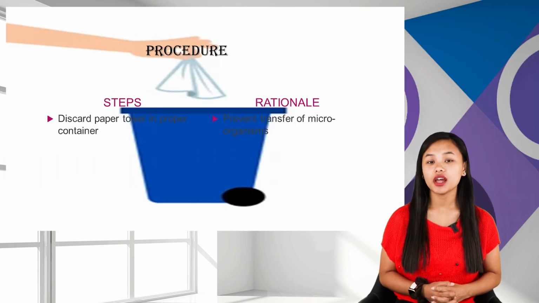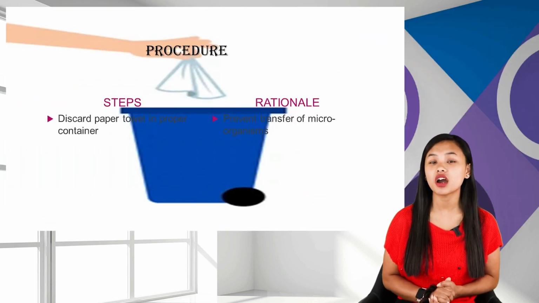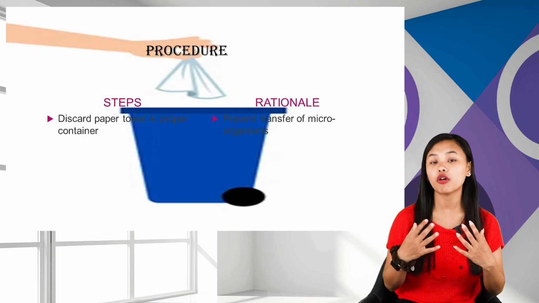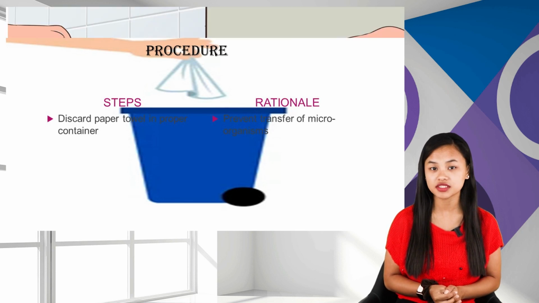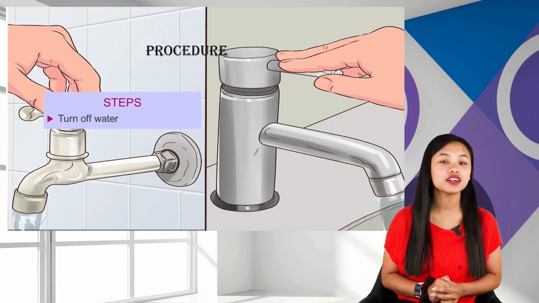After you have dried your hands, then you must make sure that you discard this paper towel in the proper container so that it prevents the spread of the microorganisms, and then you can turn off the water. So these are the various steps that you need to follow whenever you are performing the medical hand washing.